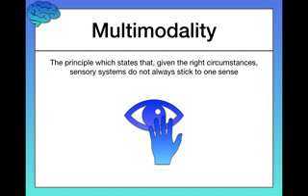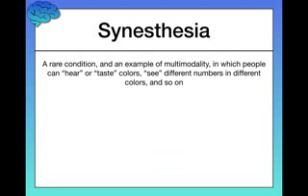Again, very interesting. As a final note in this video, one example of multimodality is synesthesia. Synesthesia is a rare condition in which people can hear or taste colors. They can see different numbers in different colors, and so on. There are different forms of synesthesia, but the point is it's an overlap of multiple sense modalities. So you might say to yourself, how the heck would we know that this is the case? Well, we can test it empirically. We can design experiments and studies to test this.